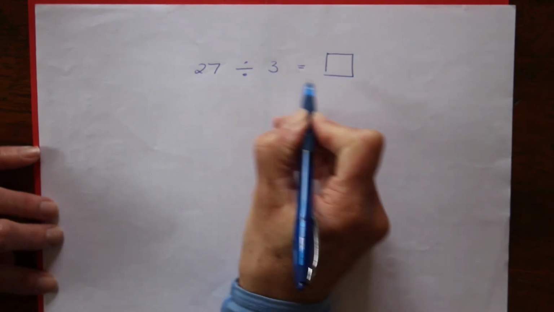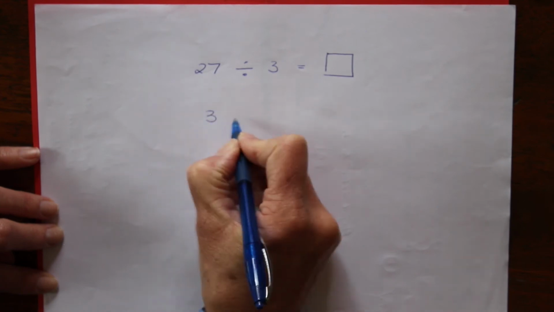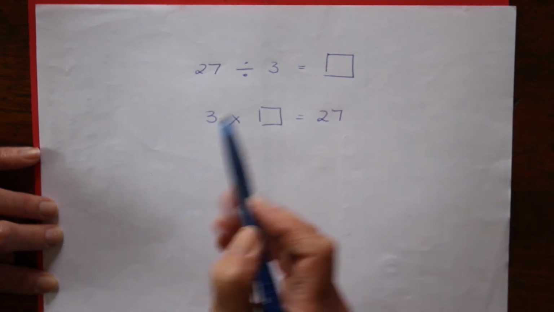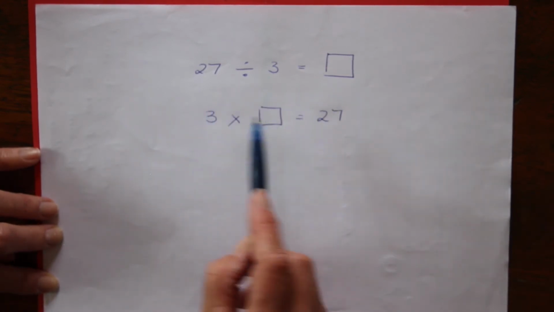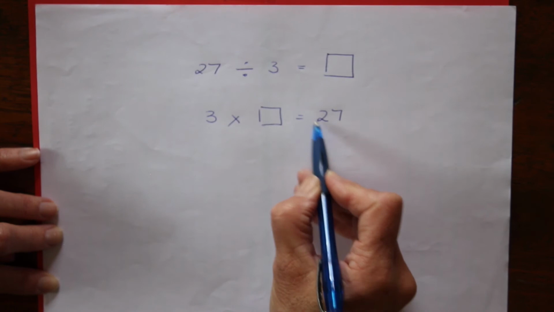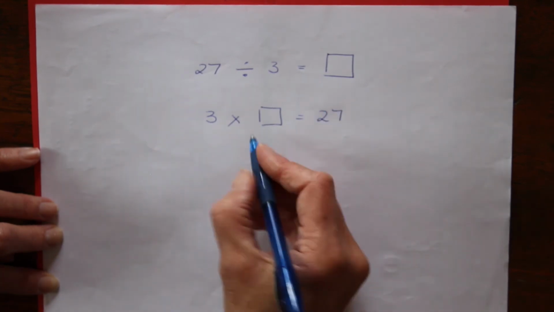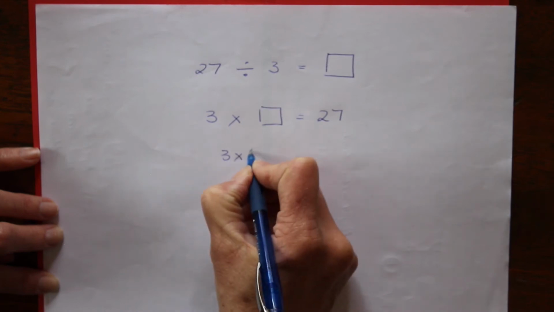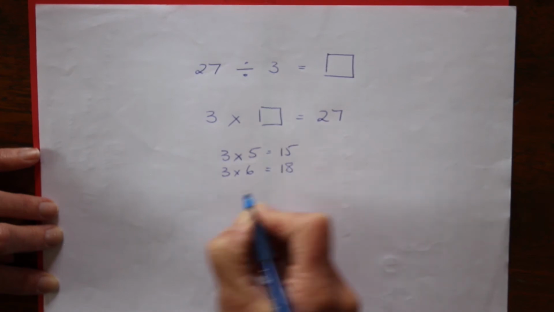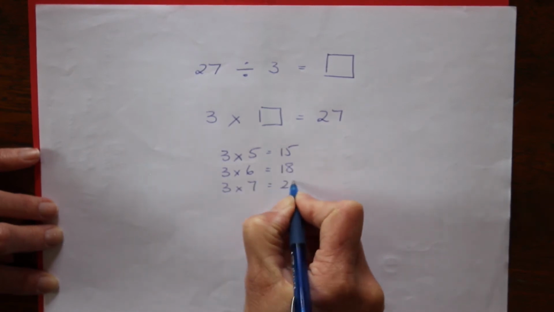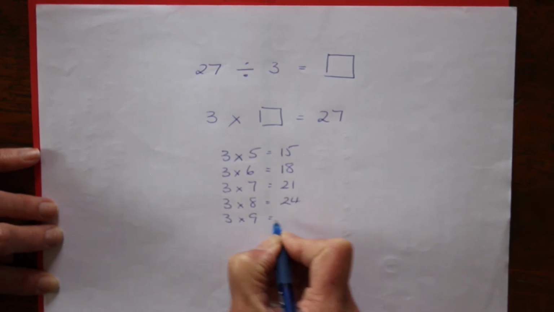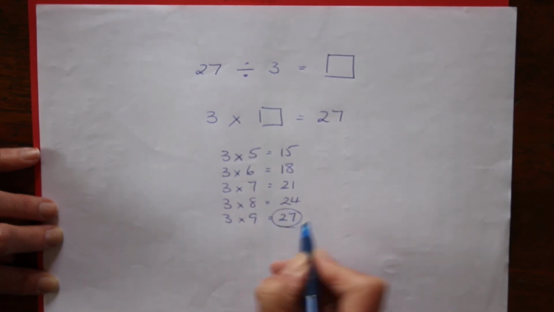So I'm going to rewrite this in a different way. I'm going to say 3 times what is going to give me 27. I'm going to go to my multiplication tables and look at my 3 times tables. I'm going to go down and see when I get an answer 27, and I'm going to stop. So let's write out our 3 times tables here. 3 5s are 15. 3 times 6 is 18. 3 times 7 is 21. 3 times 8 is 24. 3 times 9 is 27. I'm going to stop there because here's the 27.